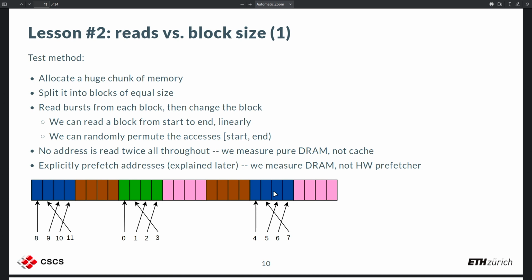Yes, okay, so this is a slightly different test. Say we allocate a massive chunk of memory and we split it into blocks of equal size, and then we read bursts of memory from each block, and then we change the block. Like this, the blue would be 1 block, and this reading number 4 would be reading 1 burst. So 1 little cell is 64 bytes. We can do multiple things, like we can shuffle the reads within a block, or we can read it contiguously.